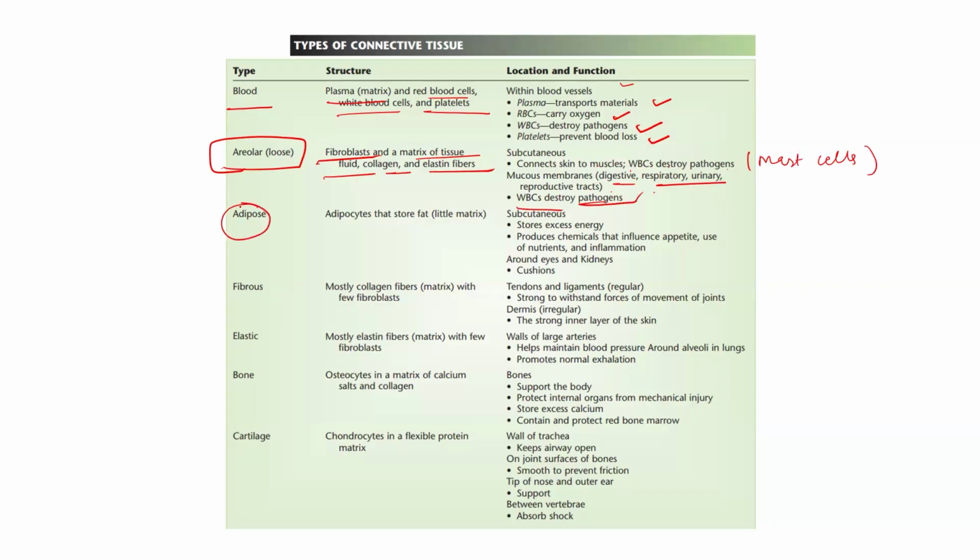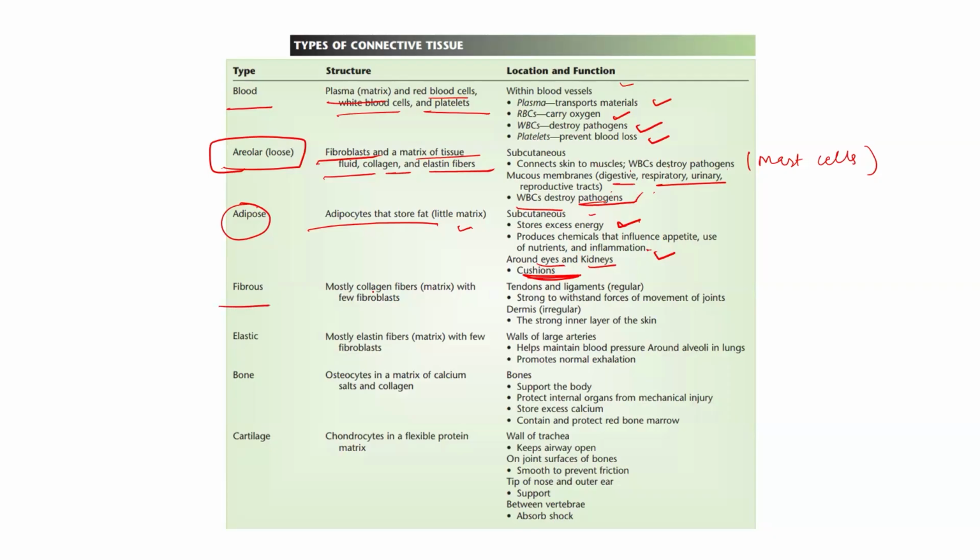The next is the adipose tissue. Adipocytes store the fat. They have very little matrix. They are present subcutaneously, and they store excess energy. They produce chemicals that influence the appetite, use of nutrients, and inflammation. They are usually present around the eyes and kidneys, where they provide a cushioning mechanism.